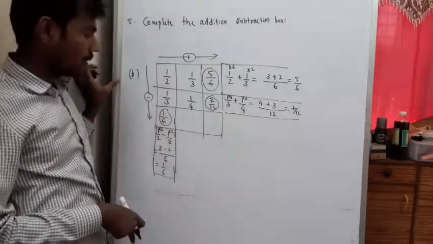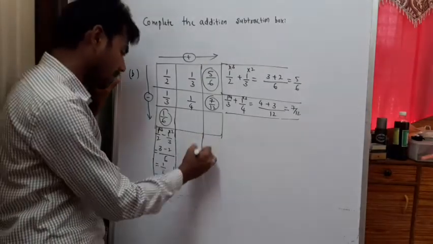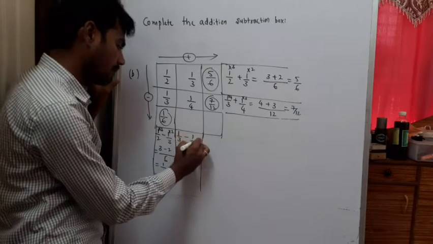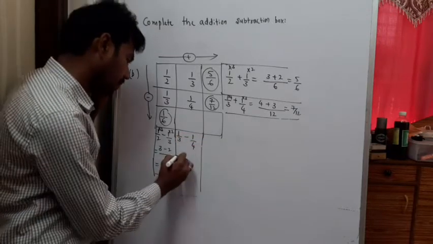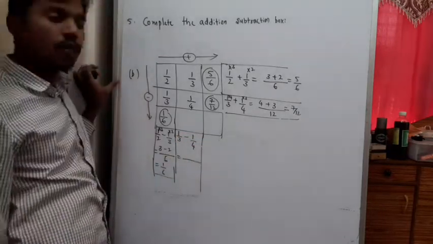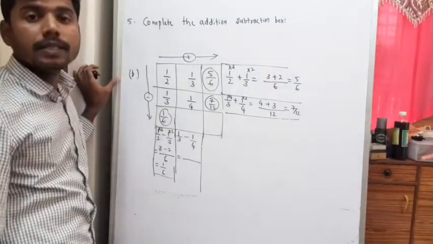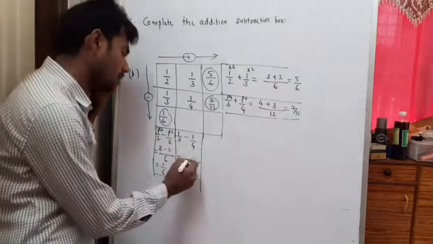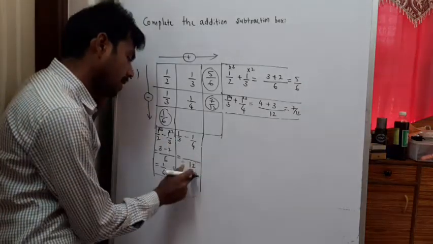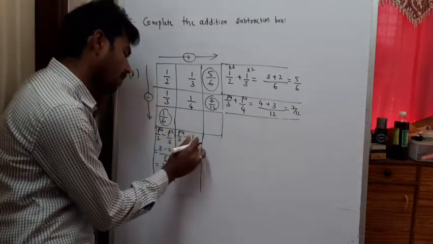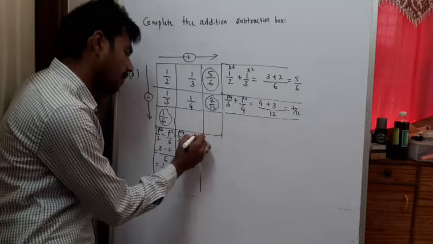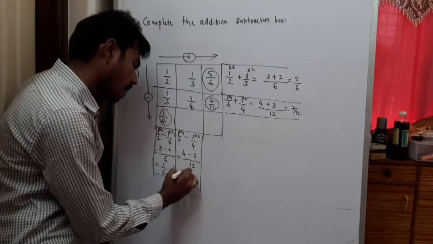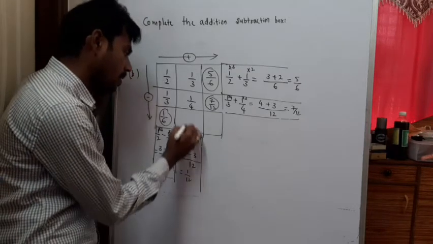Traveling the downward direction, what you need to do? You need to subtract. So 1 by 3 minus 1 by 4. Fine. 3 and 4 are there. What would be the LCM? Since they are co-prime, their product will be the LCM. 3 4s are 12. 3 into 4, 12. 4 into 3, 12. 1 4s are 4, minus 3 1s are 3. 4 minus 3, 1. 1 divided by 12.